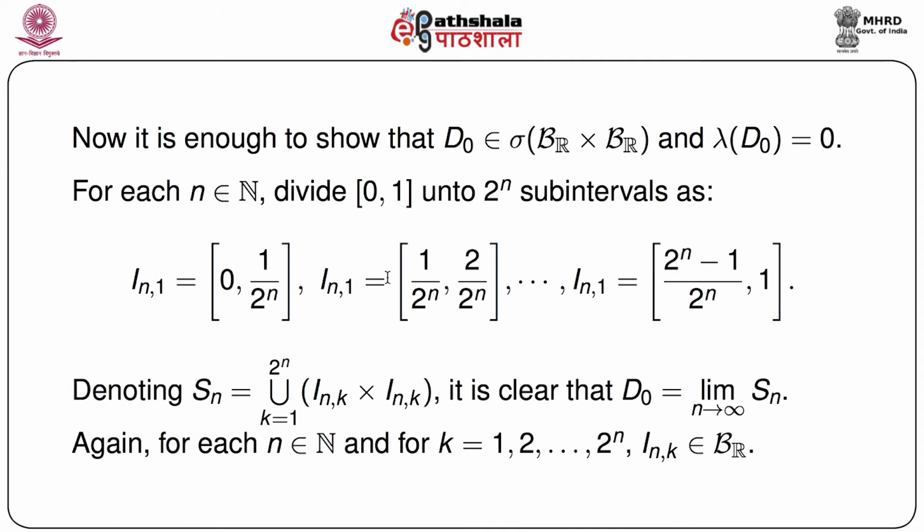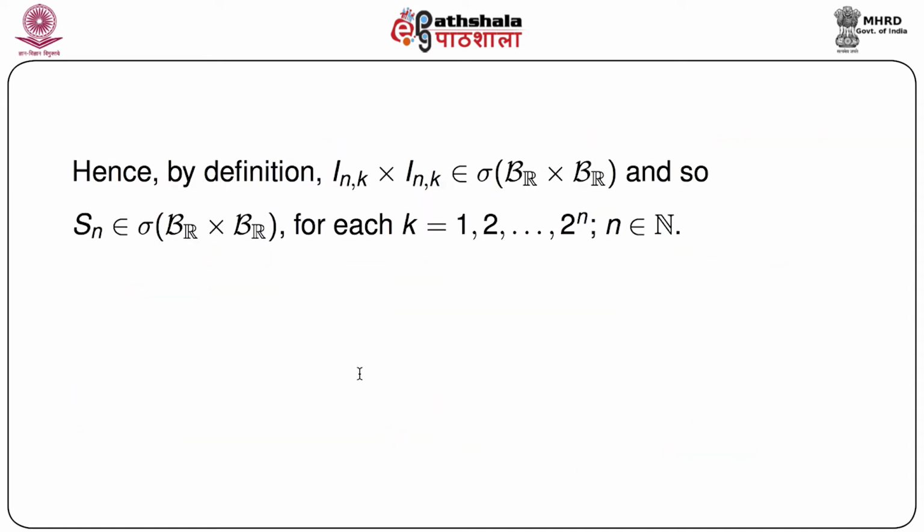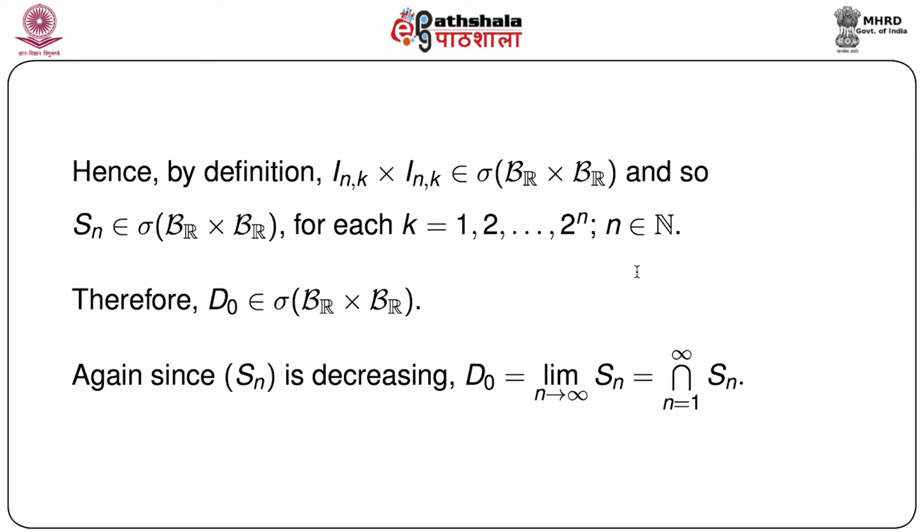S n is some kind of union of these sets I n,k cross I n,k. Since each I n,k cross I n,k belongs to the sigma field generated by script B R cross script B R, then S n must belong to this sigma field, for every k equals 1 to 2 to the power n and n belonging to the set of natural numbers. Therefore we can say that D naught, which is nothing but the limit of S n, will also belong to the sigma field generated by B R cross B R. So the first part is complete.